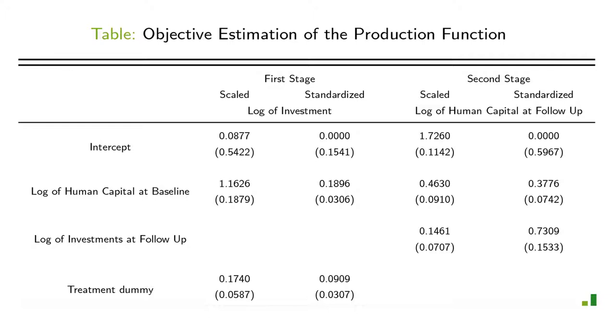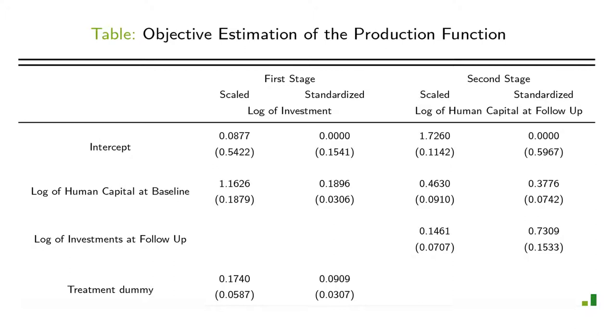First stage means the log of investment is the dependent variable. The treatment dummy is going to be the instrumental variable. And then what you get is a t-statistic of about 3, which is what we would like to get if you're doing IV. That's like an unwritten rule to make sure that you don't have weak instruments.